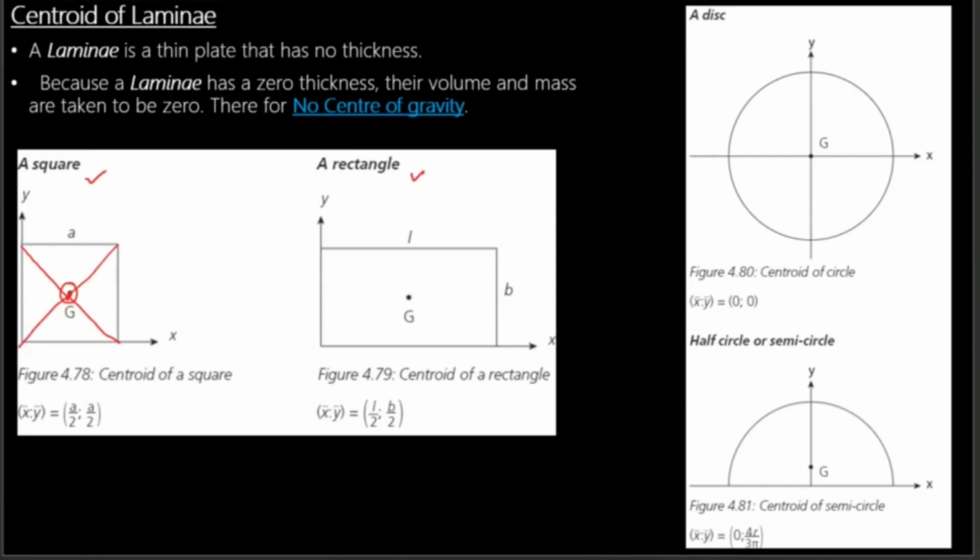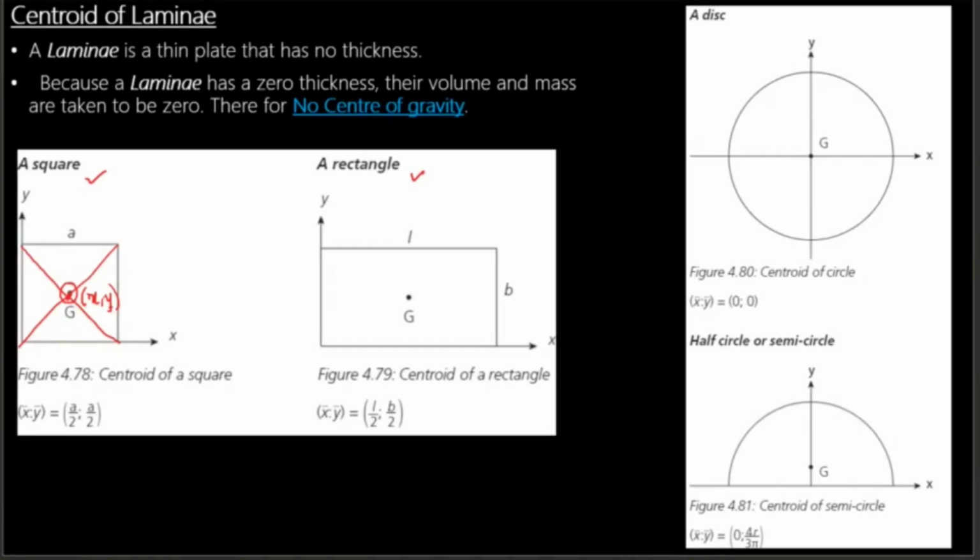Now with lamina and solids, lamina has a zero thickness. So the volume and the mass are not taken into consideration when we are calculating the centroid. With a solid, that is where we have CG, which is the center of gravity. So there is a point here where you will be asked to determine the centroid, the X and Y coordinate, the center of that particular shape.